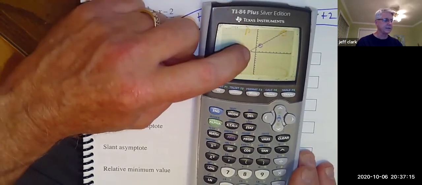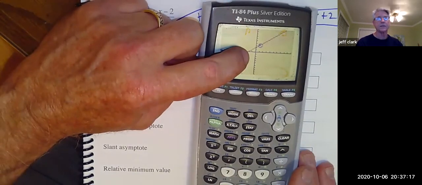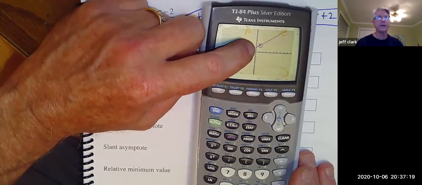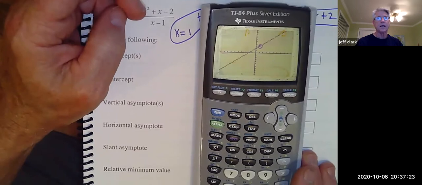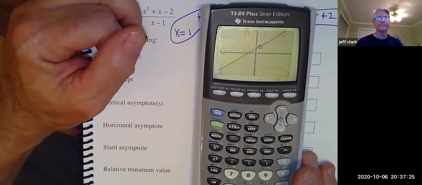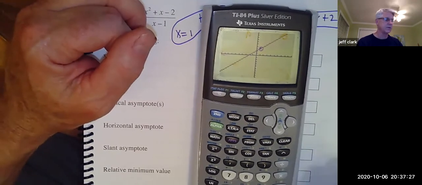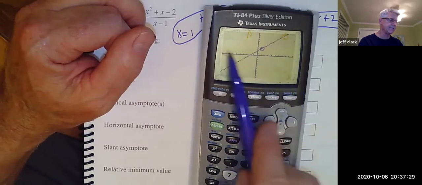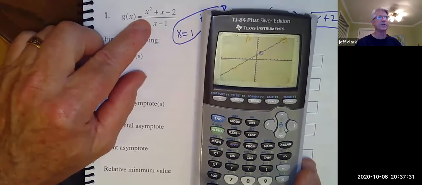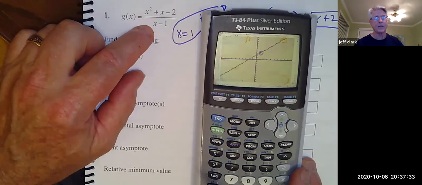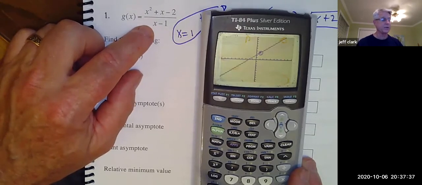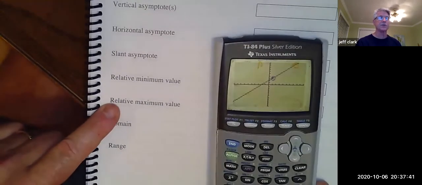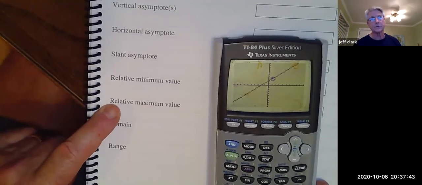Is there an x-intercept? Yes. What is it? You can find that. Is there a y-intercept? Yes. Can you find it? You should be able to. Is there a horizontal asymptote? Doesn't look like it, because horizontal asymptote means there's something that passes this way, besides the degree at the top being bigger than the degree at the bottom. So no horizontal asymptote. Relative mins and maxes, there's no turns, so none of those.